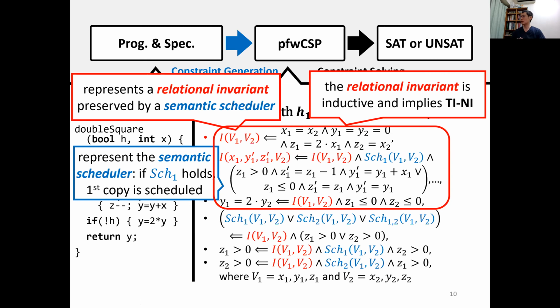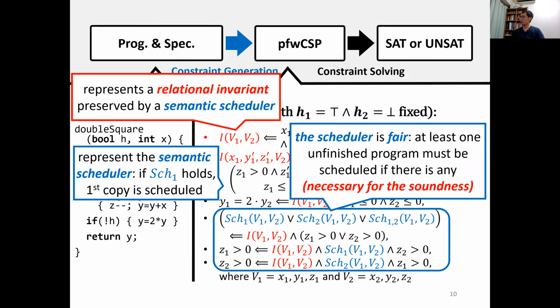And these clauses will be present for each scheduling. For SCH2, the second copy moves. For SCH12, both copies move. And the invariant has to be maintained for each of these possible executions. This set of clauses now says that the scheduler is fair, in that at least one unfinished copy must be scheduled if there is any unfinished copy.